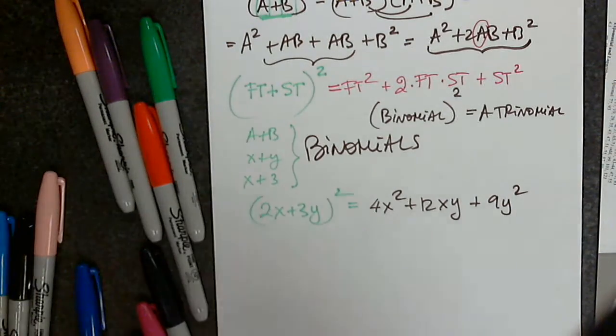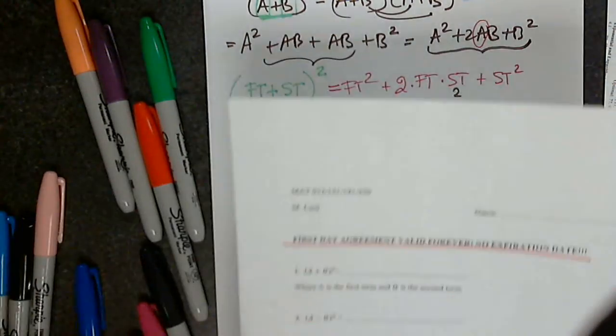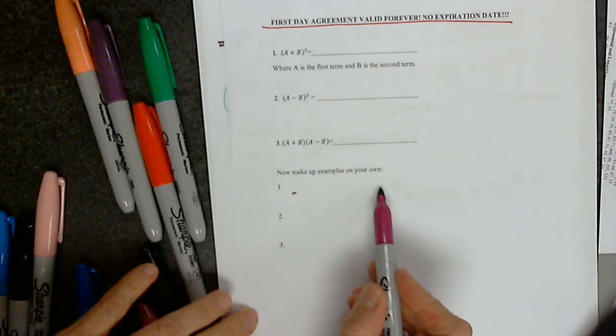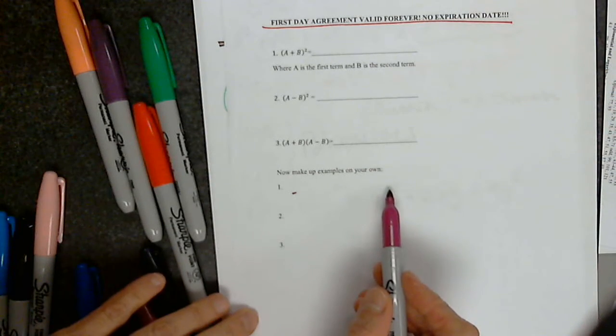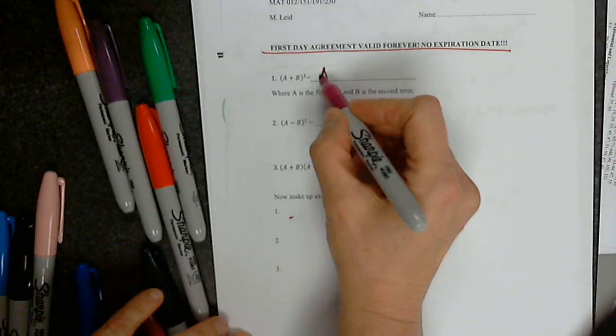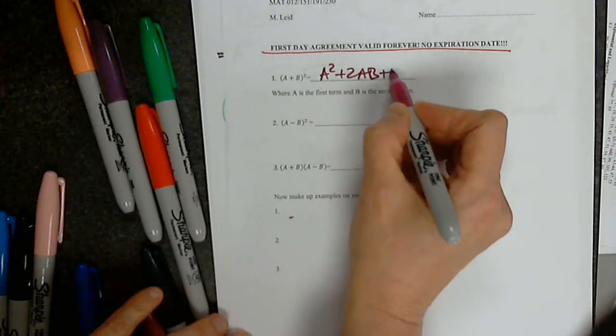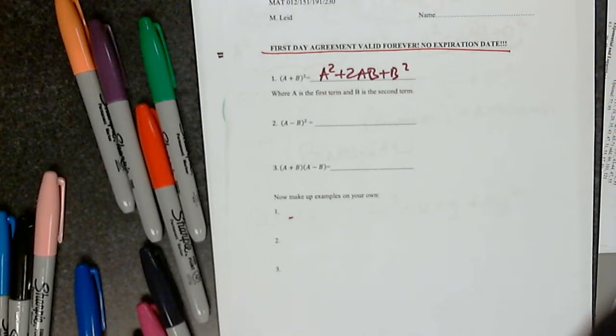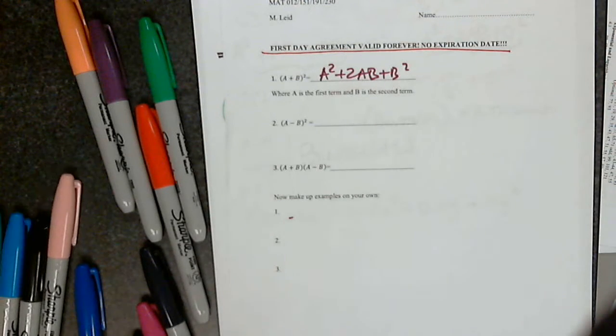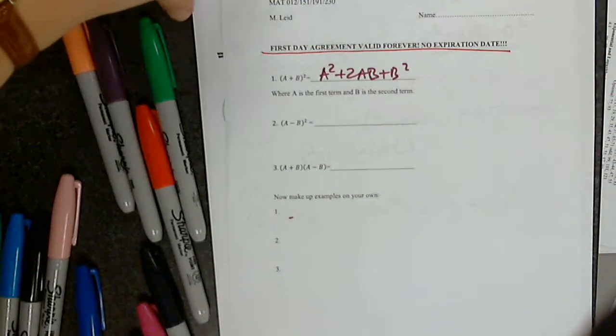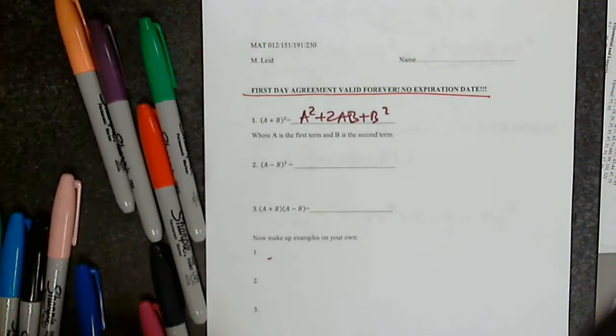Good. So coming back, here you have an example. You can make up another one if you want. So the answer here will be a squared plus 2ab plus b squared: first term squared plus 2 times the first times the second plus the second term squared. I know I sound like a broken record, and I will sound like a broken record for the next 13 weeks. But that's okay. It's for you.